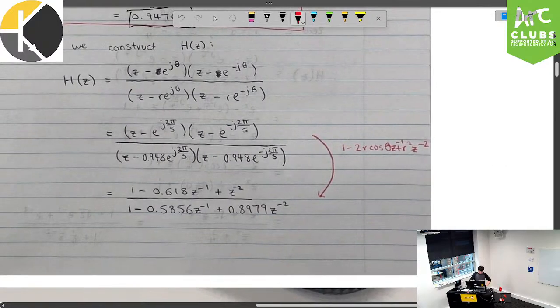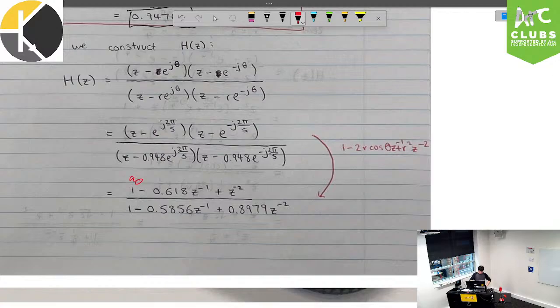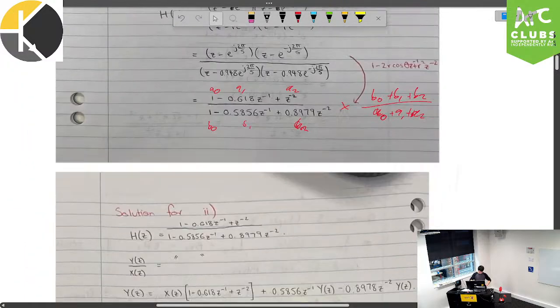So when z is 1, if this is A0, A1, A2, B0, B1, B2, we would multiply this by B0 plus B1 plus B2 over A0 plus A1 plus A2 to ensure that there is unity gain at that point, okay? Just as a little bonus thing to think about.